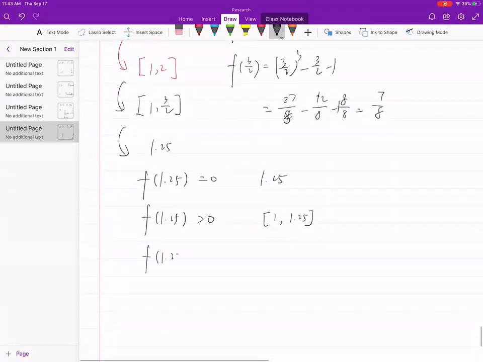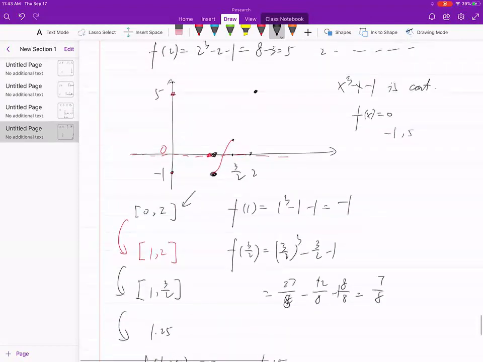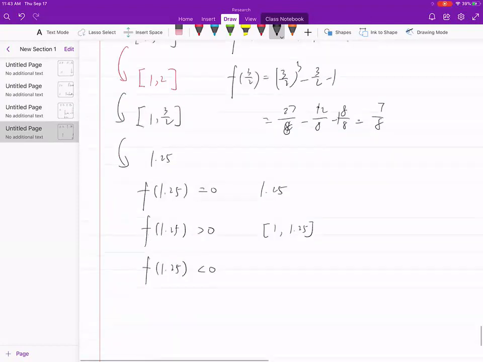Otherwise, if it's less than 0, and we know it's positive here, it's going to be the other half of the interval. Either way, it's going to be better than what we have here because this time the size just shrinks by another factor of 2. Does it make sense here?